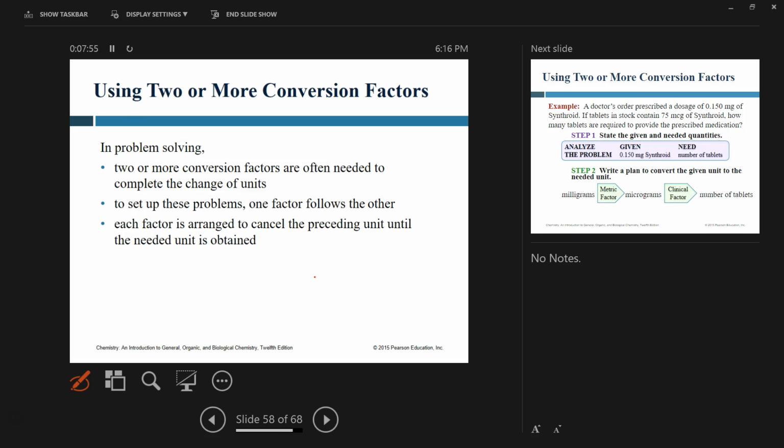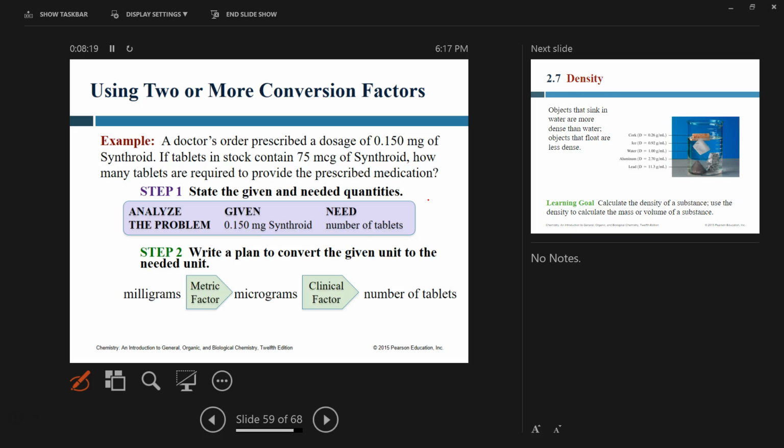Now, what if you need to use 2 conversion factors? Well, use them step by step. Look at which units you have, look where you're going to get, and try to figure out how to get there using the conversion factors that you need.